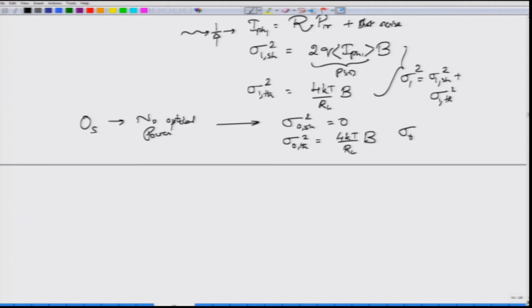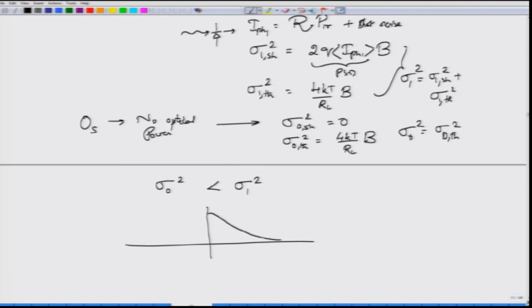And sigma 0 square here is simply the thermal noise variance, and one of the most important things that happen with a digital optical communication system is that sigma 0 square is less than sigma 1 square. If you assume these two are Gaussian random processes, the probability density is a Gaussian having a mean of 0 and a variance of sigma. We normally indicate that by writing N(0, sigma), to indicate that the mean is 0 and the variance is sigma.